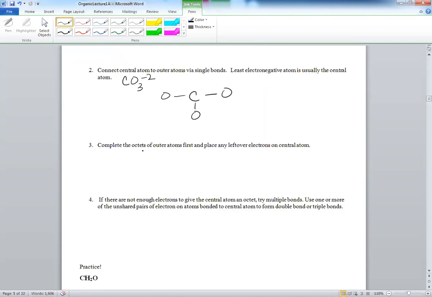Now, what you need to do is complete the octets of the outer atoms first and place any leftover electrons on the central atom. So here we have a carbon, and I'm going to count, if you recall. So far, this oxygen has 2 valence electrons. These, remember, this means 2 electrons. So this double counts as we just saw in the analogy before. So in this case, this oxygen has 2, so it needs 6 more. The octet is 8. Well, we have in the inventory about 24, so we go on and actually place lone pairs around. Same thing.